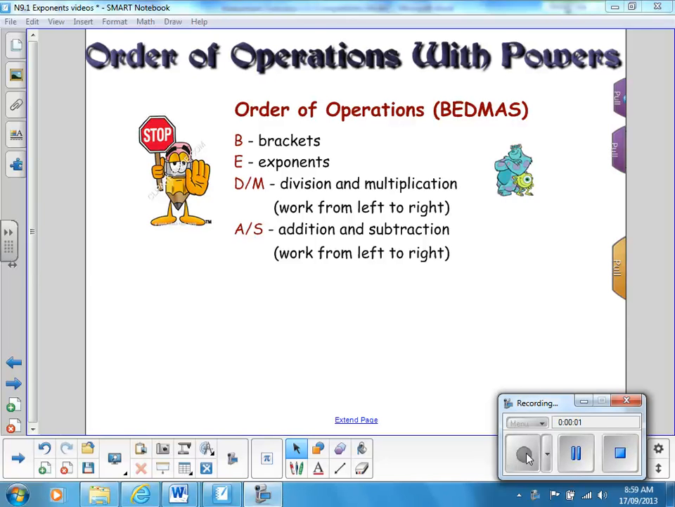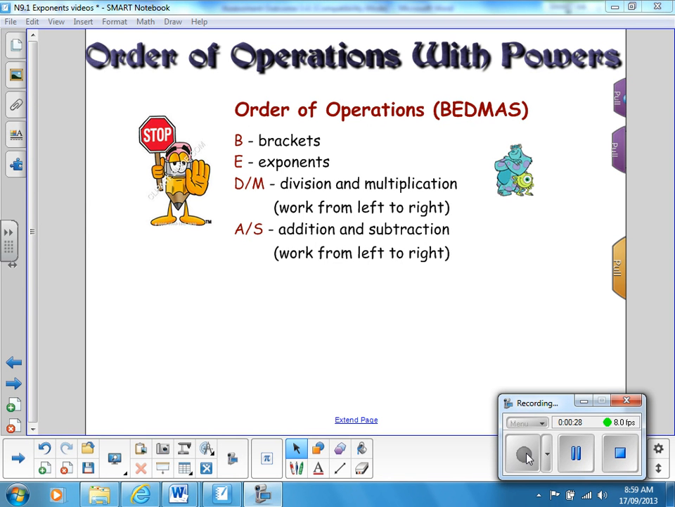In this lesson, we are going to look at order of operations with powers. Now, you have done order of operations in previous math classes, but you may not have looked at the exponent part. So order of operations, probably you've heard of BEDMAS or PEMDAS, depending upon what teacher you had. The same thing. B stands for brackets, and this is the first thing you ever look to solve for.